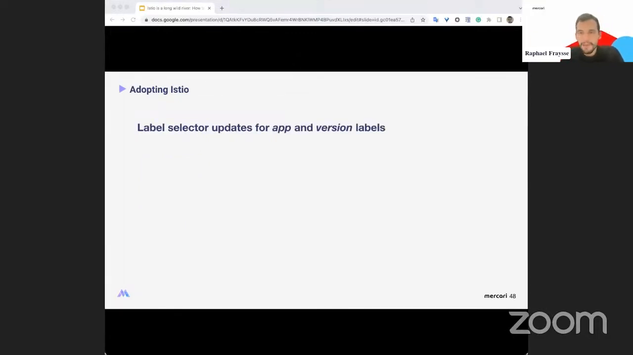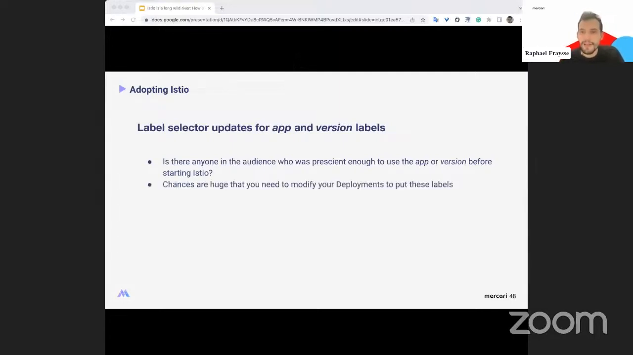Then the next adoption challenge we faced was the label selector updates for the app and version labels. I don't think that you use app or version as a generic way of tagging or labeling your deployments, but basically, you need to change your deployments when you put labels.